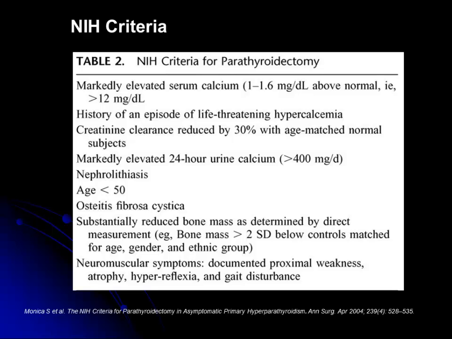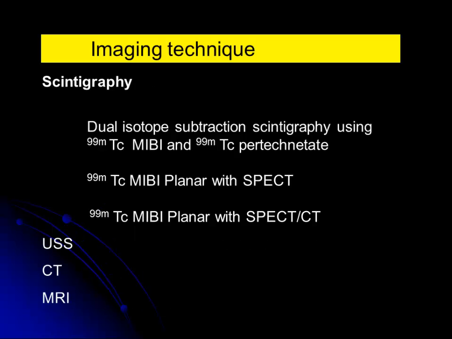Osteitis fibrosa cystica: these are cystic lesions in multiple sites. It can involve mainly the appendicular skeleton, and it can happen in the axial skeleton as well. Reduced bone mass occurs because of the overactivity of the gland mobilizing the calcium. Neuromuscular symptoms include documented proximal weakness, atrophy, hyperreflexia, and gait disturbances. These are all indications. As for imaging techniques, these are the standard.